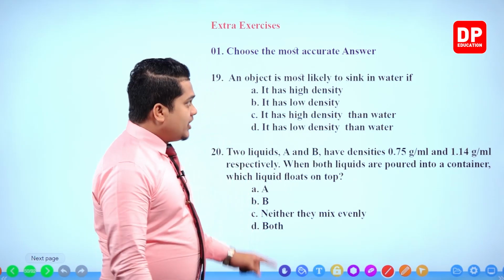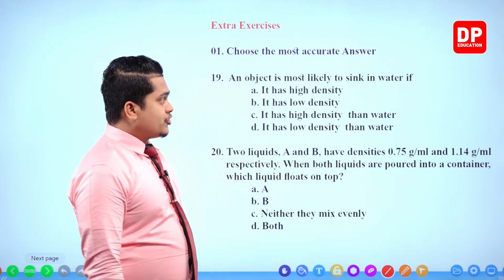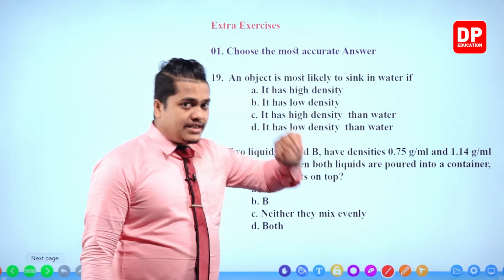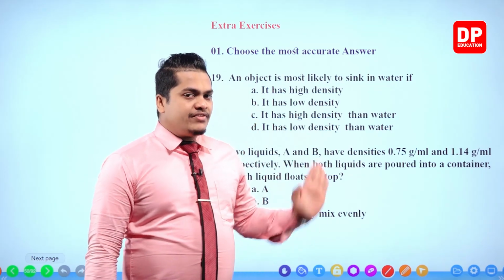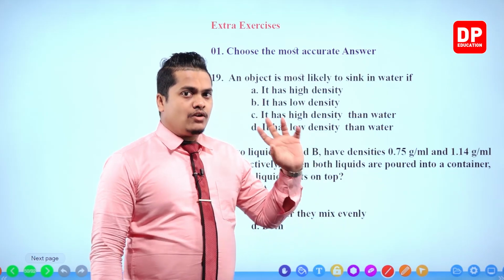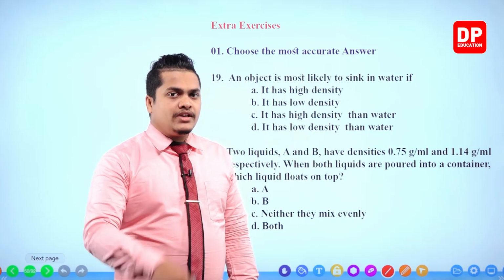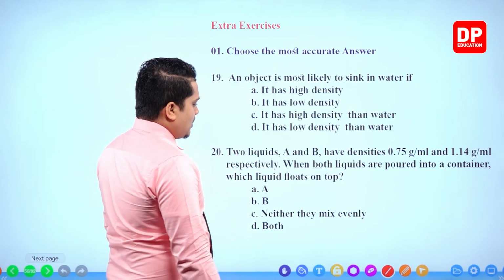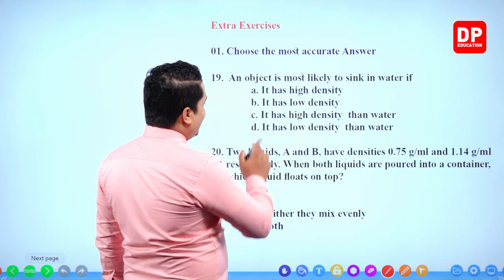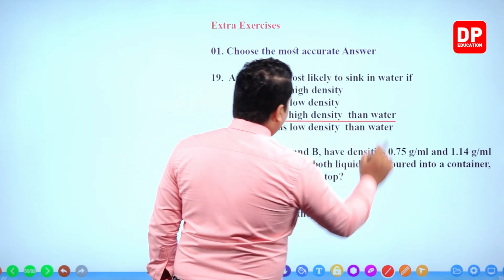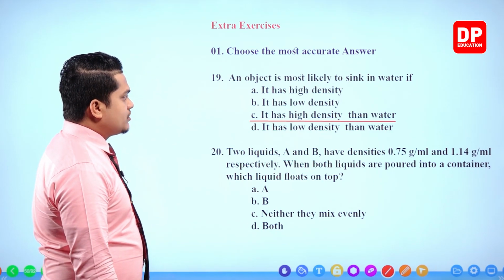But however, here you have to choose the most accurate answer, no? In that case, my dear children, if a certain object is sinking in water, then we can say that the density of that particular material or the object is greater than that of water. That's why it is going down in water. So our correct, most accurate answer would be it has high density than water. That's the most accurate answer.